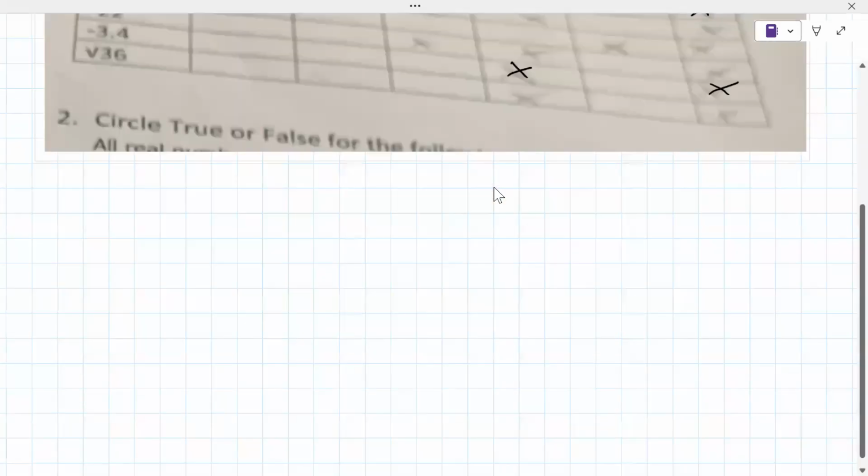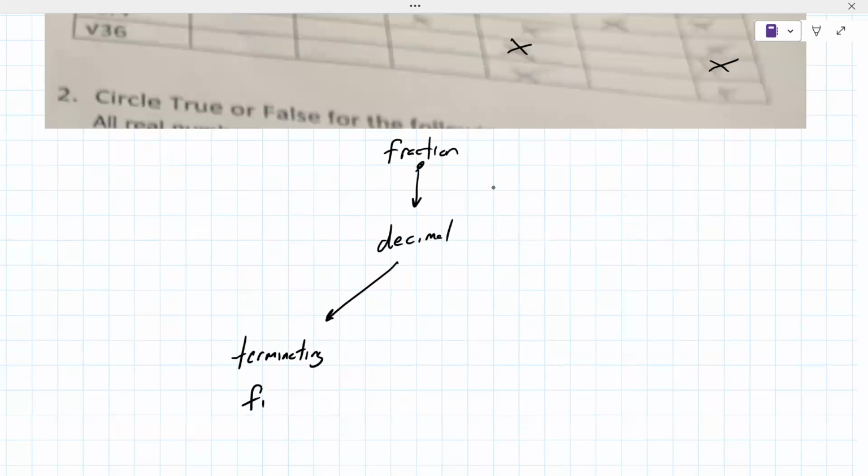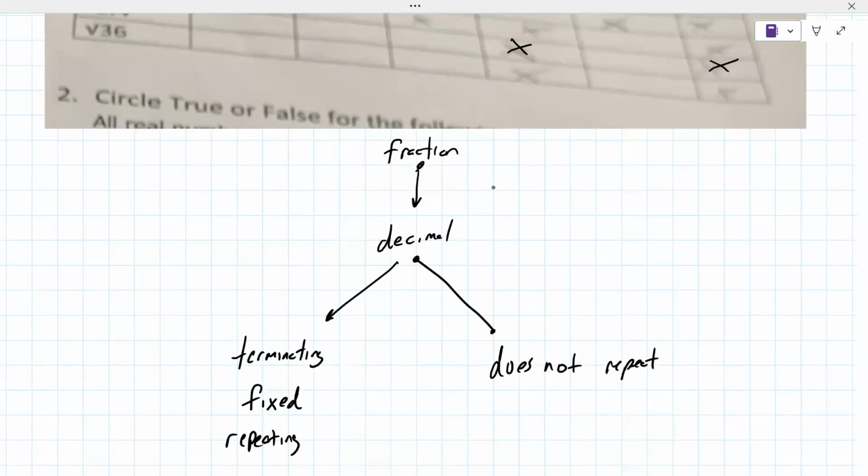I guess is that if you have a fraction, okay, and then you convert it to a decimal, you have to figure out, is the decimal terminating or fixed, or repeating, or does not repeat. Basically, it goes on forever.